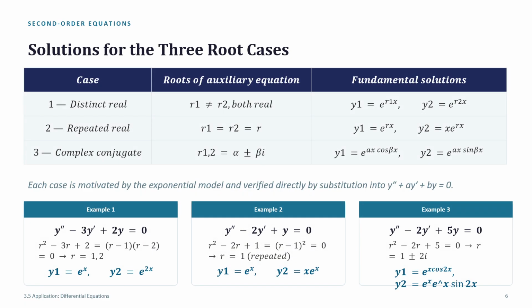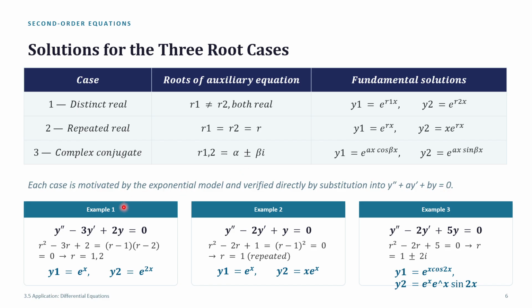As I've said in the previous slides, there are three solutions for three root cases. We will start with distinct real roots. For the auxiliary equation, it means that root 1 is not equal to root 2 and they are both real and distinct. There are two solutions, y1 = e^(r1 x) and y2 = e^(r2 x). Each case is motivated by the exponential model and verified directly by substitution into y'' + ay' + by = 0.